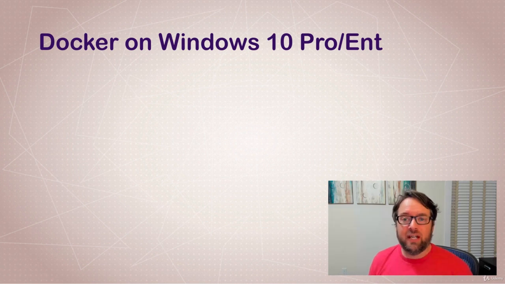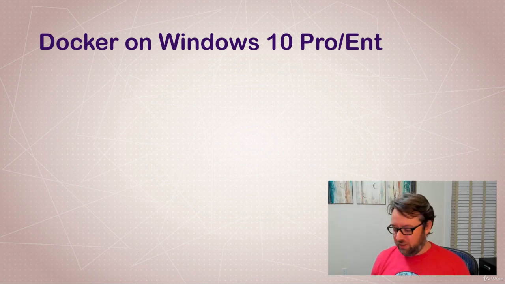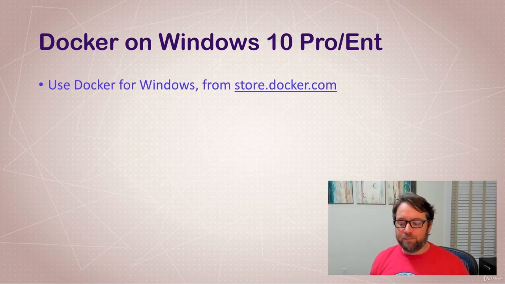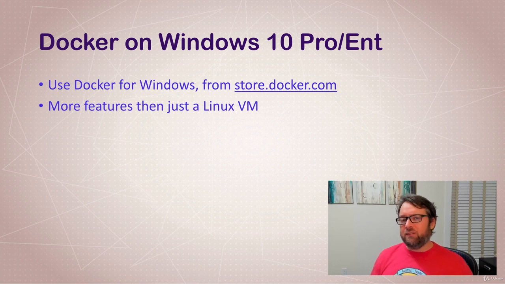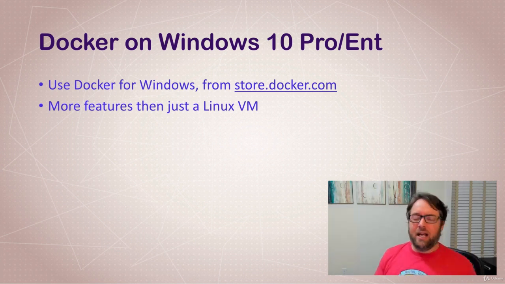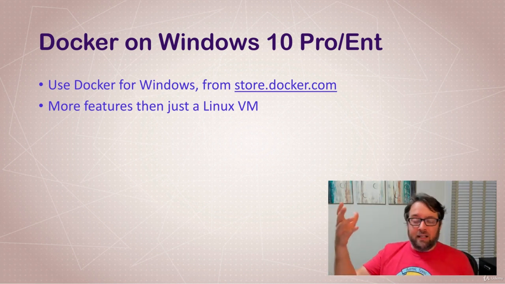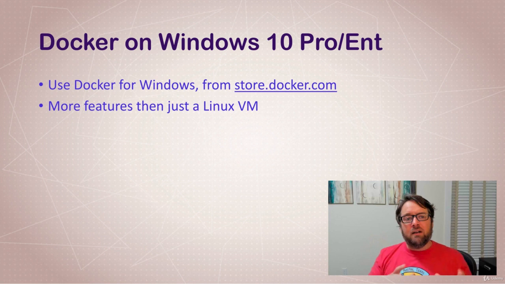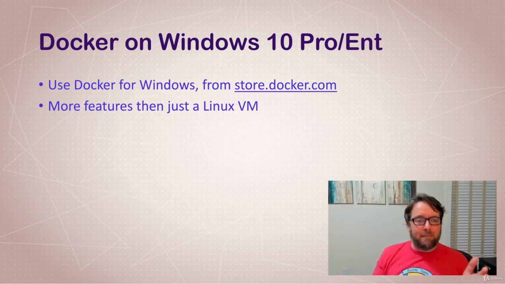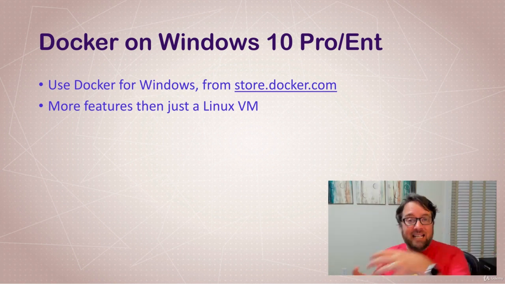So if you're on Windows 10 Pro and Enterprise, you're one of the lucky few that get to actually run Docker for Windows. And you can get that from store.docker.com. It's actually got more features than if you just installed Linux in a Linux VM on your machine. So if you're tempted to just say, screw it, I'm just going to install a Linux VM, well, that would work like a server in the cloud, like a Linux production server might. But Docker for Windows and the Docker Toolbox are really helping you develop and test stuff locally. So it does things like map drives from your host operating system into the container.